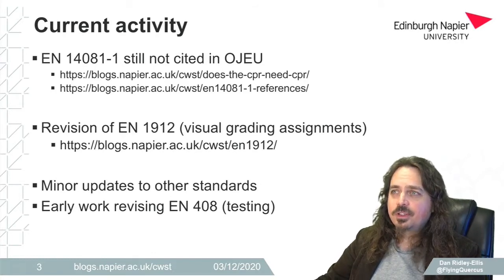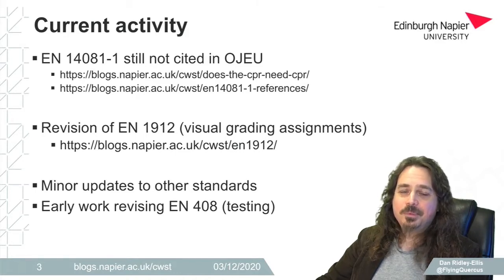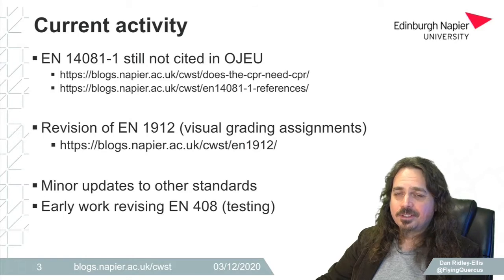The current issues are around the continued non-citation of EN 14081 Part 1, which is the harmonised standard for graded structural timber. That still hasn't been cited since it was first updated in 2016, which means effectively that it's not the harmonised standard. The harmonised standard is the previous withdrawn version of that standard, withdrawn quite a long time ago now.